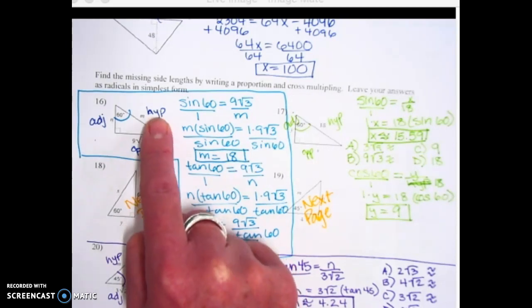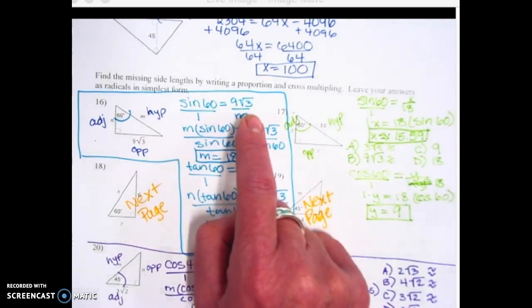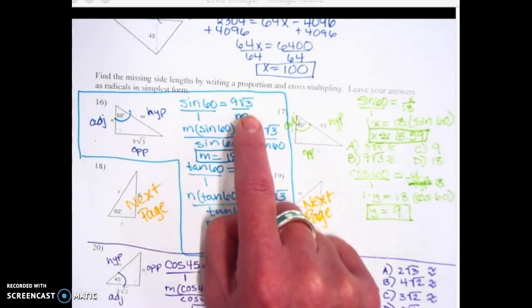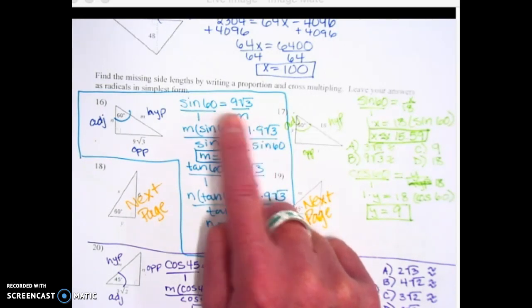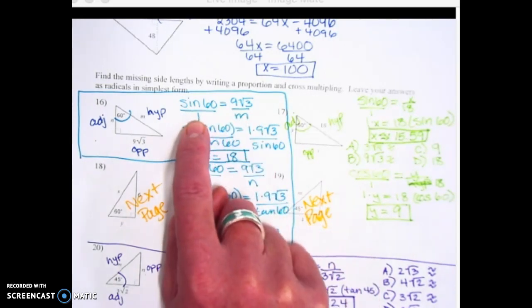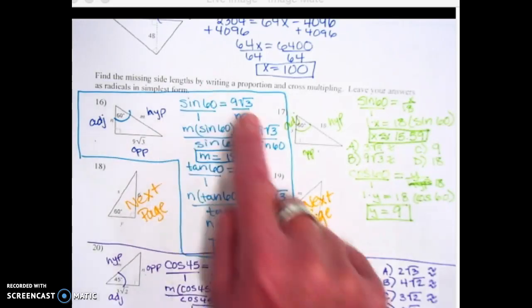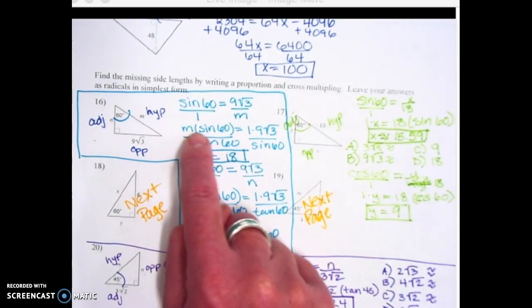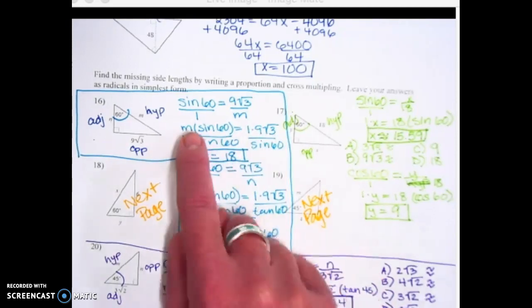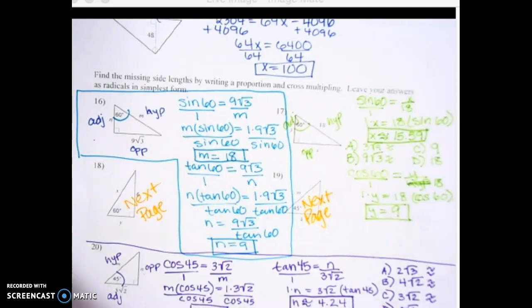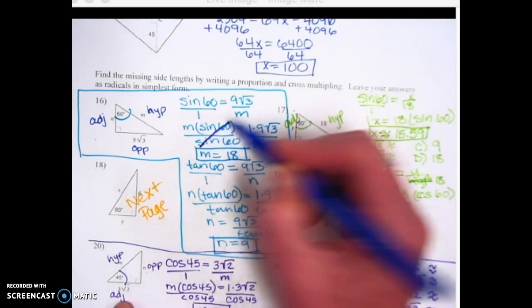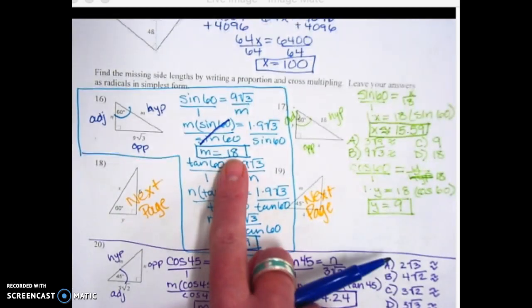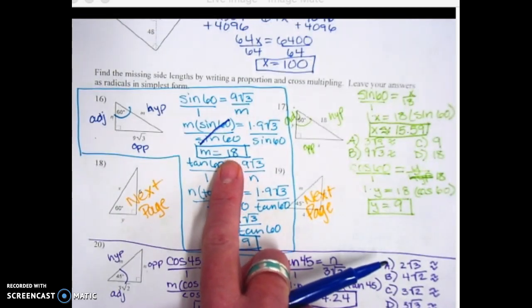I wanted to solve for m first, and the side I knew was the opposite, so that's the sine function. So I said the sine of 60 is equal to the opposite over the hypotenuse, created a proportion by putting a 1 in the denominator, and then multiplied cross product. Once you multiply cross product, you want to get the m by itself, so you divide both sides by the sine of 60. Those cancel, and you should get m equals 18.